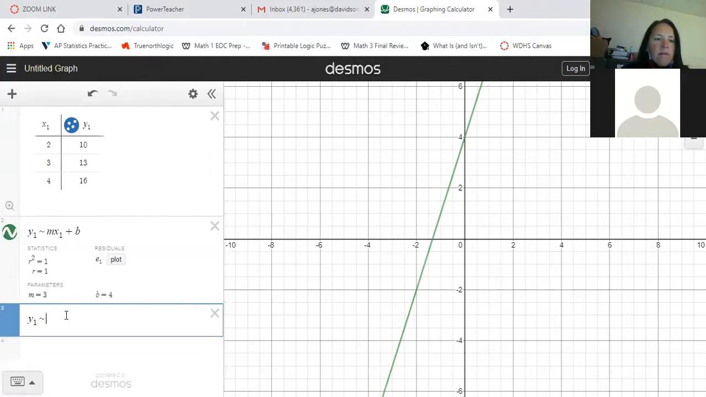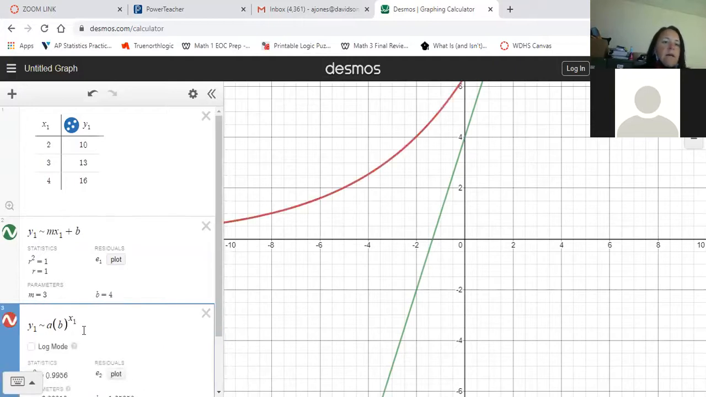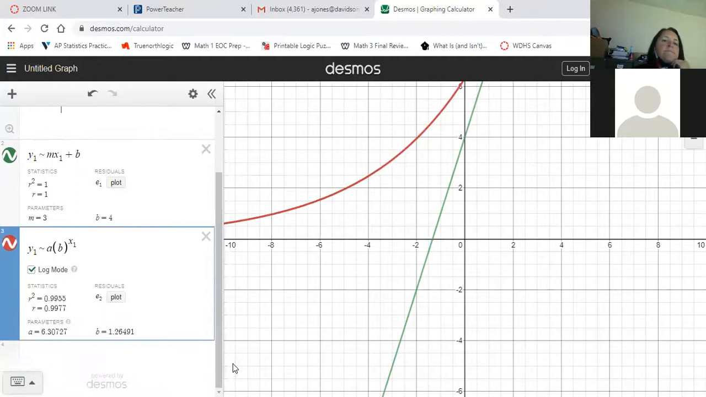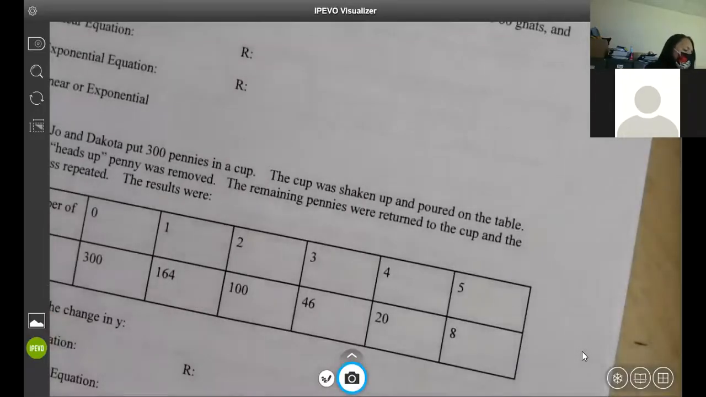Then Y1, a, b to the x1. And again, we got to put it in log mode to be able to see R. And you guys can see that linear was the better choice for that one. Desmos is yucky on this. It's not the easiest thing to use, but you can do it. You just got to remember what to put in. Okay. I'm going to keep going with this. Let me figure out where I got to go. Stop share, share back to my screen, and check out the next one.